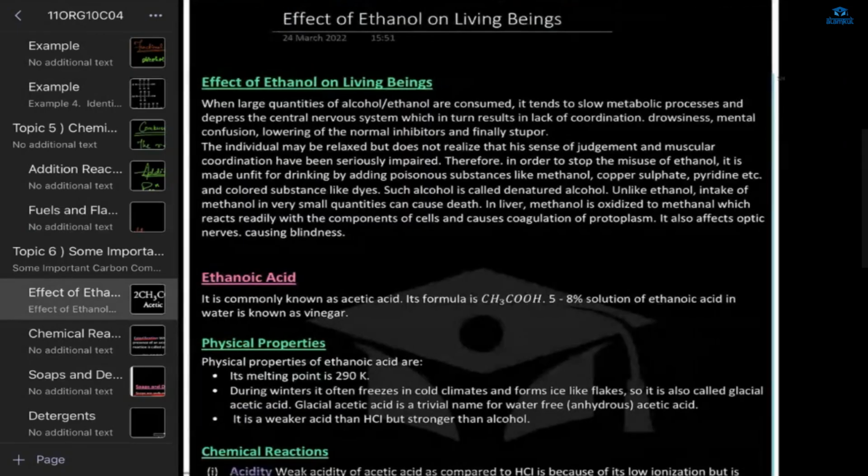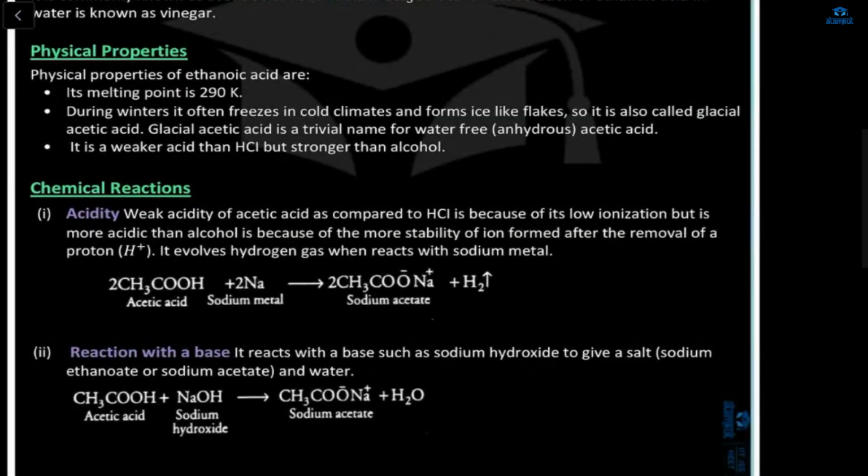And what is acidity? Acetic acid will combine with sodium metal. It will form sodium acetate, and hydrogen gas will evolve. So this is the chemical equation of acidity. The weak acidity of acetic acid as compared to HCl is because of its low ionization. Okay. Reaction with a base means acetic acid will combine with a base, sodium hydroxide, so it will form sodium acetate and water.